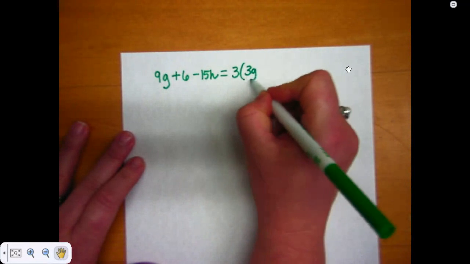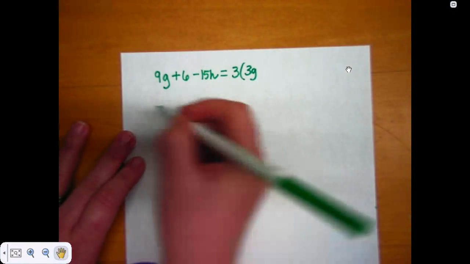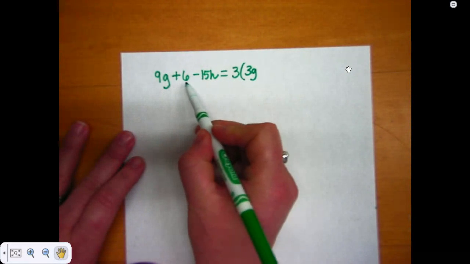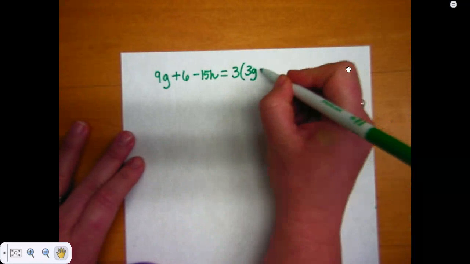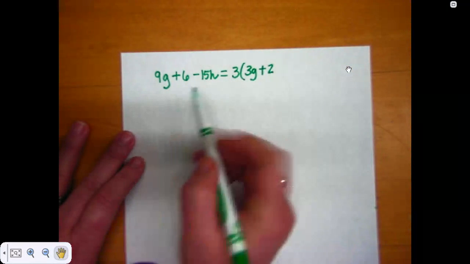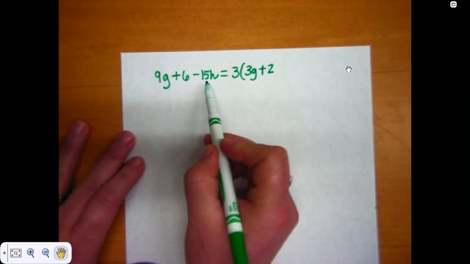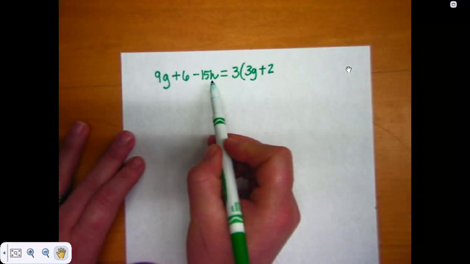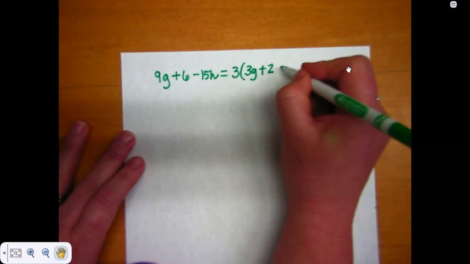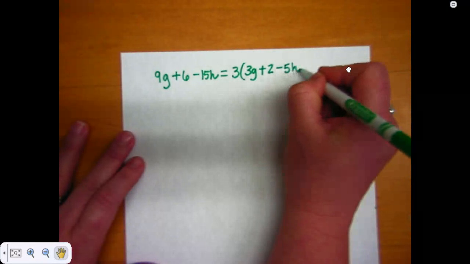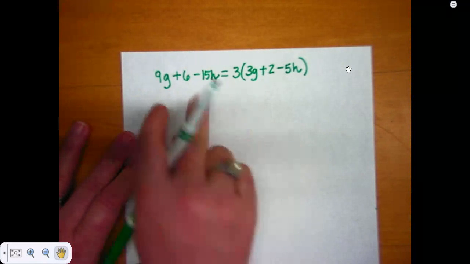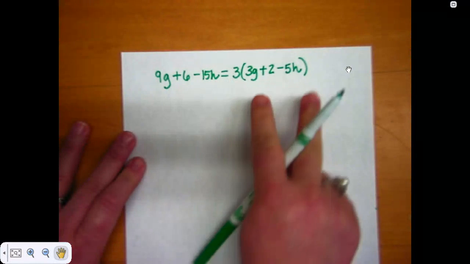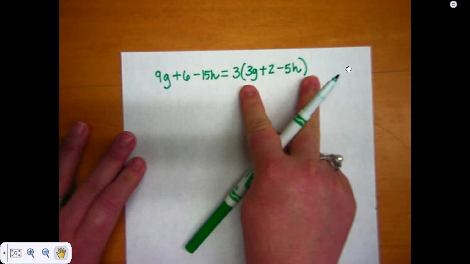3g, because it's 9g divided by 3. Then I would say, what is positive 6 divided by 3? Well, that's positive 2. And then I would say, what is negative 15h divided by 3? And that would be negative 5h. So I have worked this backwards. I have factored this expression into a distributive property expression.